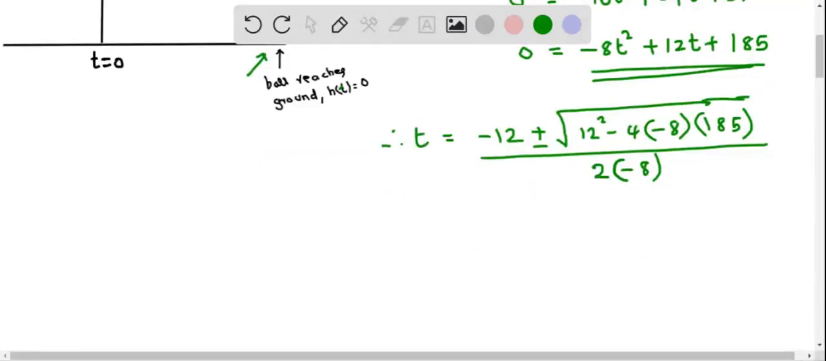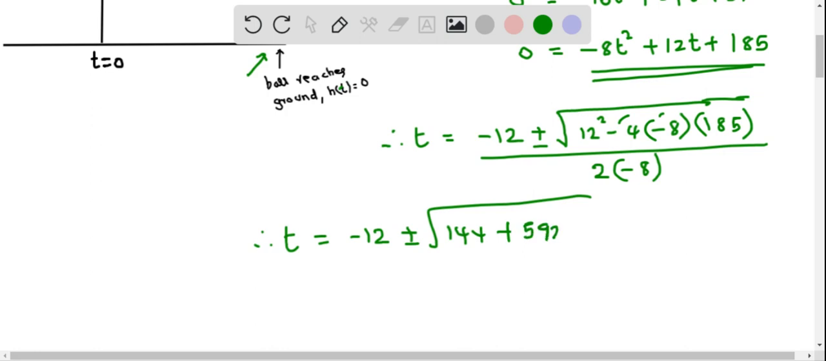Let's solve for t now. So therefore t equals negative 12 plus or minus, 12 squared is 144, minus, we have a product of 2 negatives, so it is going to be a positive quantity. And then when we plug this into the calculator, we get 5920. It is a product of 4, 8, and 185, and this is over negative 16.